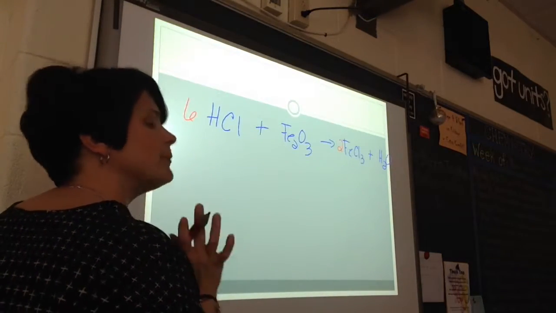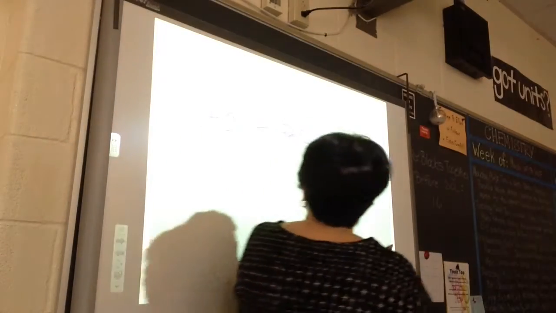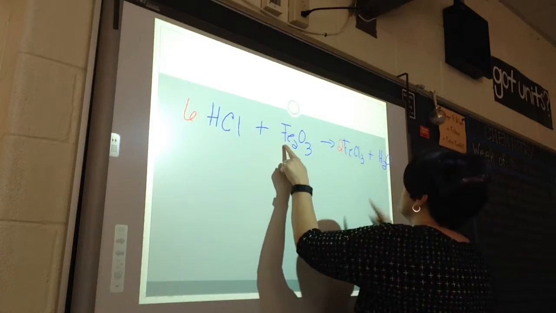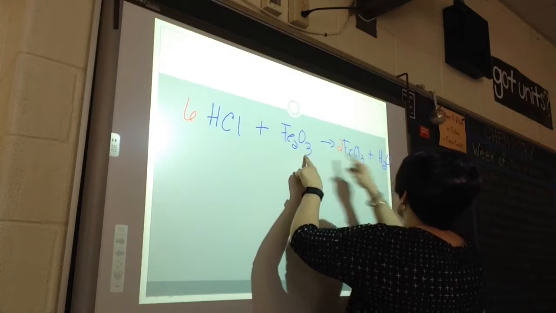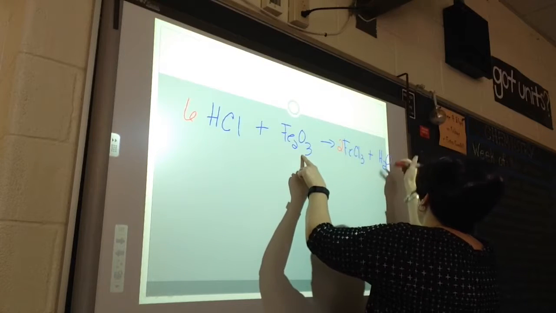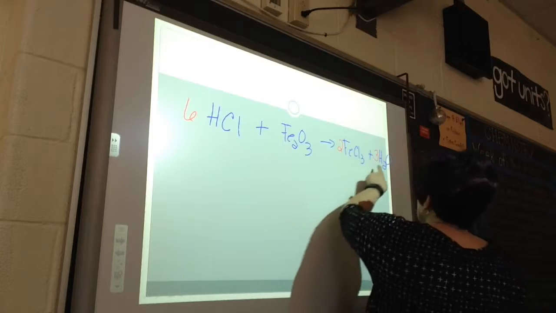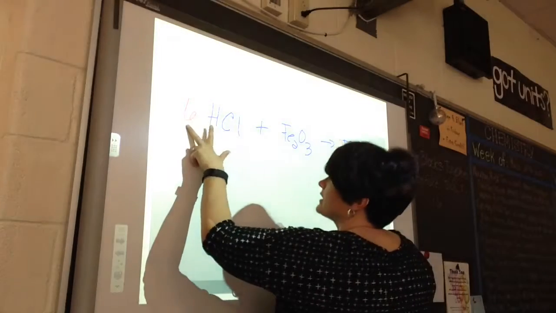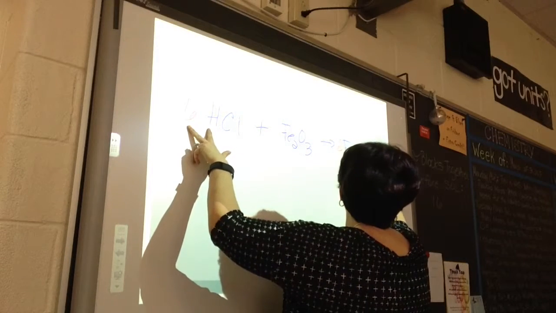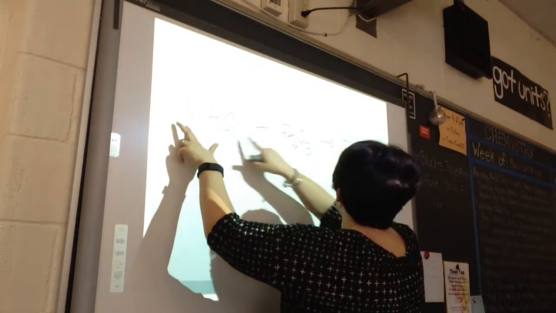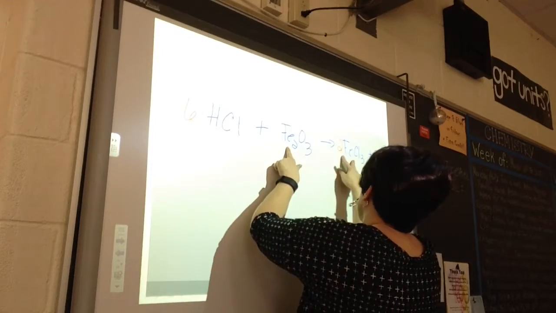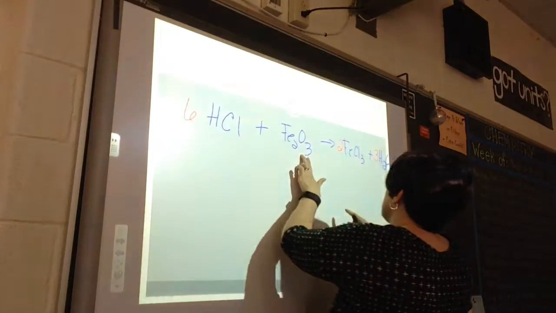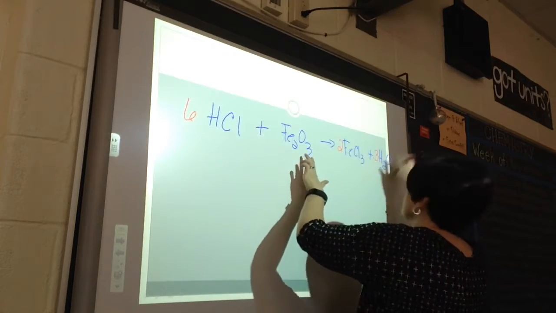It messes up the hydrogen, but it's no worries. Okay? So iron. 2 irons here, 2 irons here. That was nice. That worked out great. We've got 3 oxygens here and how many here? 1. So we make it 3 there. Oh gosh, that changed the hydrogens. Let's check. 6 hydrogens. 6. 6 chlorines. 6. How many irons? 2 and 2.